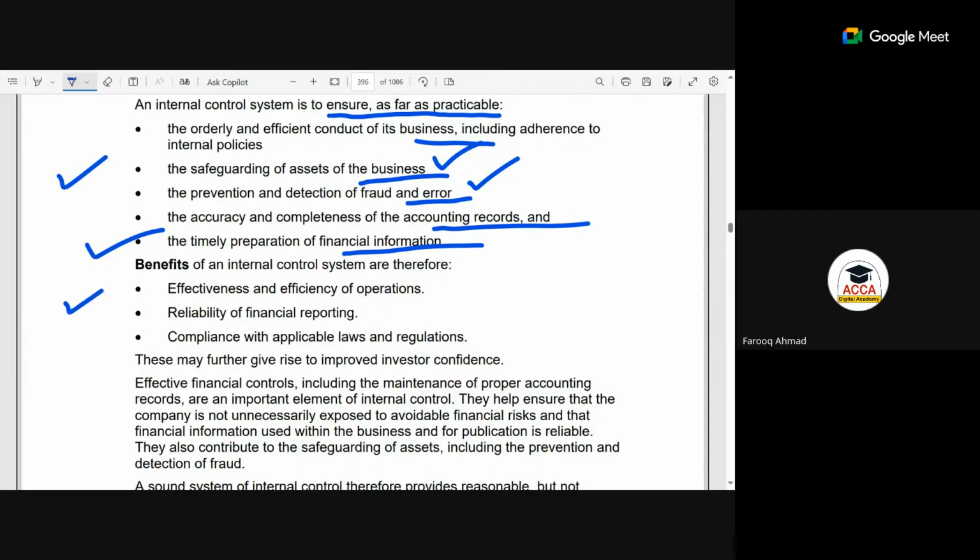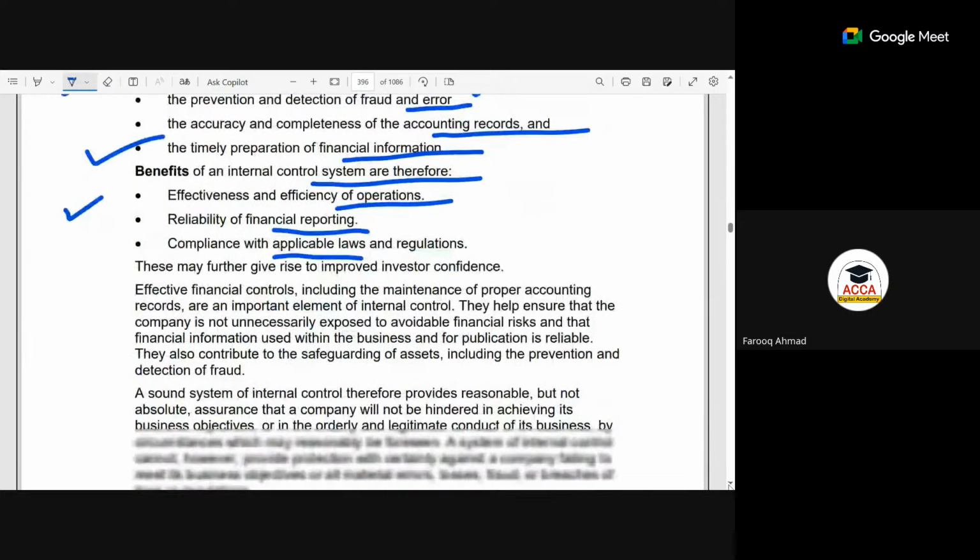But they have a limitation. Benefits of internal control system, therefore: effectiveness and efficiency of operations, reliability of financial reporting, compliance with applicable laws and regulations. These are the benefits of this.